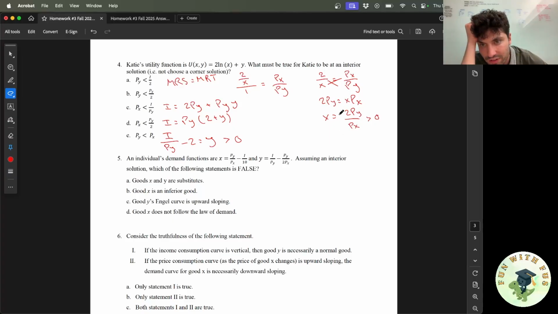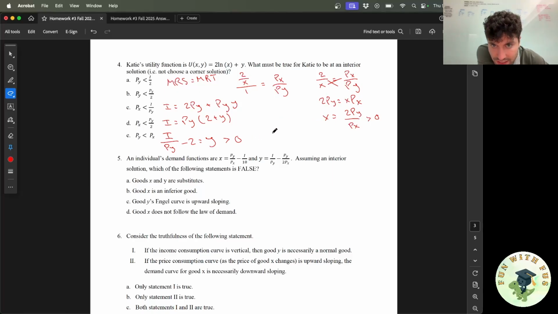Interestingly about this X, we know it will always be positive because the price of Y and price of X are also always going to be positive. But this one might not always be positive, because if this 2 was greater than the I over PY, then we would have a negative answer. And that would not fly for our interior solution that we're trying to find. So I know that this inequality is the important one that we are going to plug in.